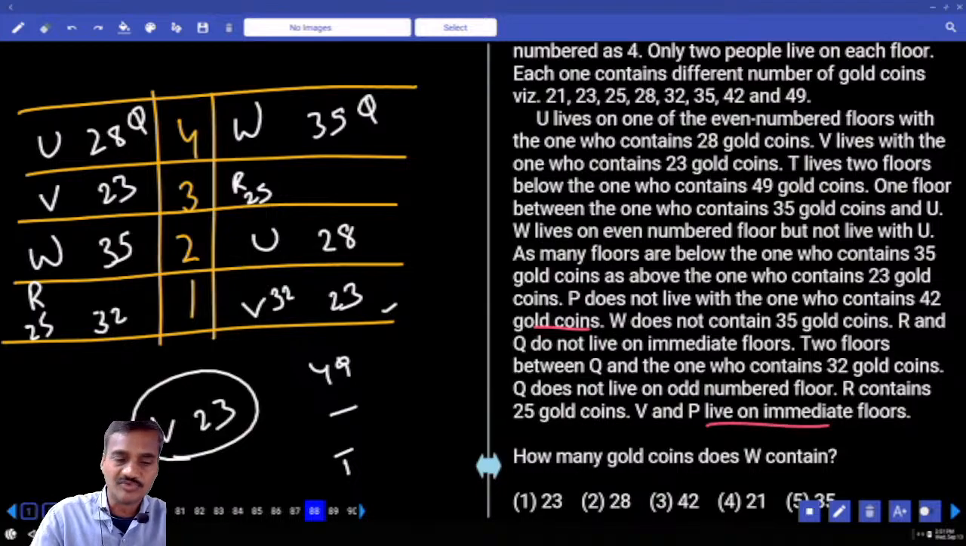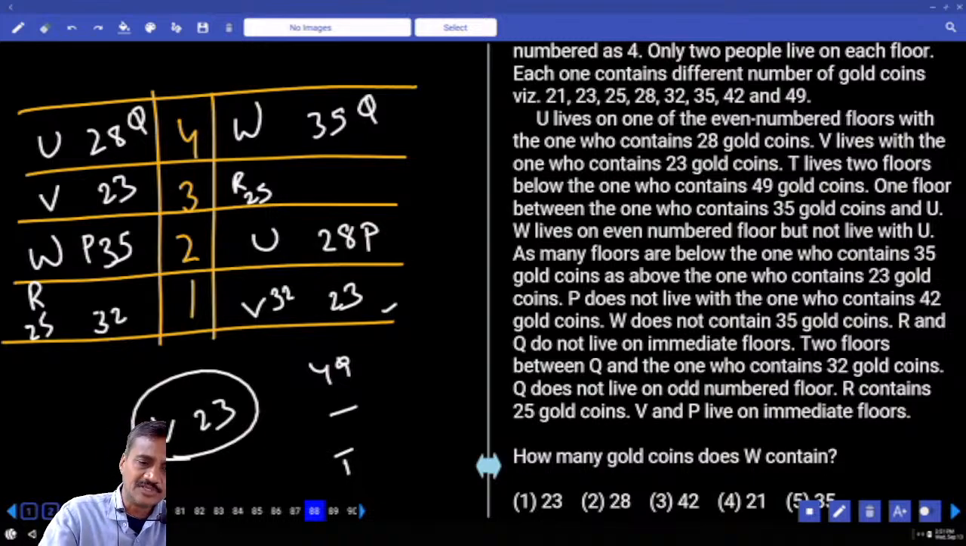Then V and P live on immediate floors, and P must be 28. Now if P is 28, we are left with W and T. And P does not live with 42. Now P does not live with the person who has 42 coins. Now where is this P? P is not living with 42, and W cannot be 42.